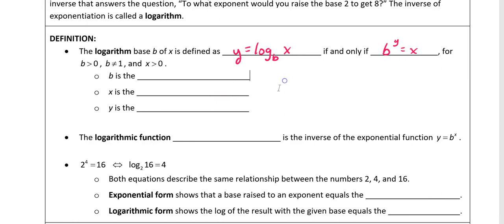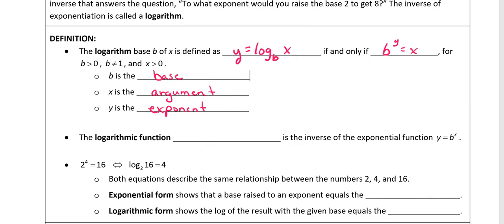So b here is the base. The x is the answer or the argument. The y is the exponent. Okay, so some things to keep track of. Again, these are just two different notations. We have exponential form and we have logarithmic form.